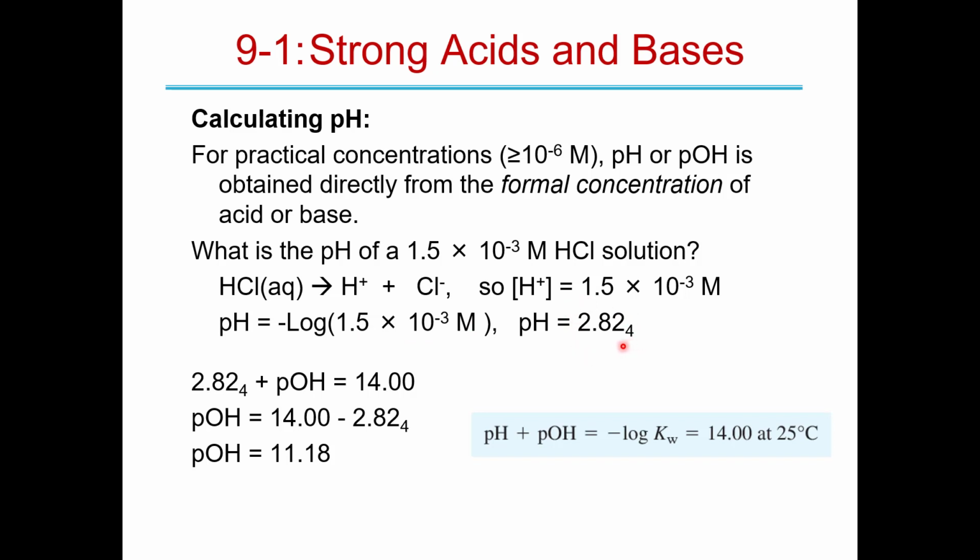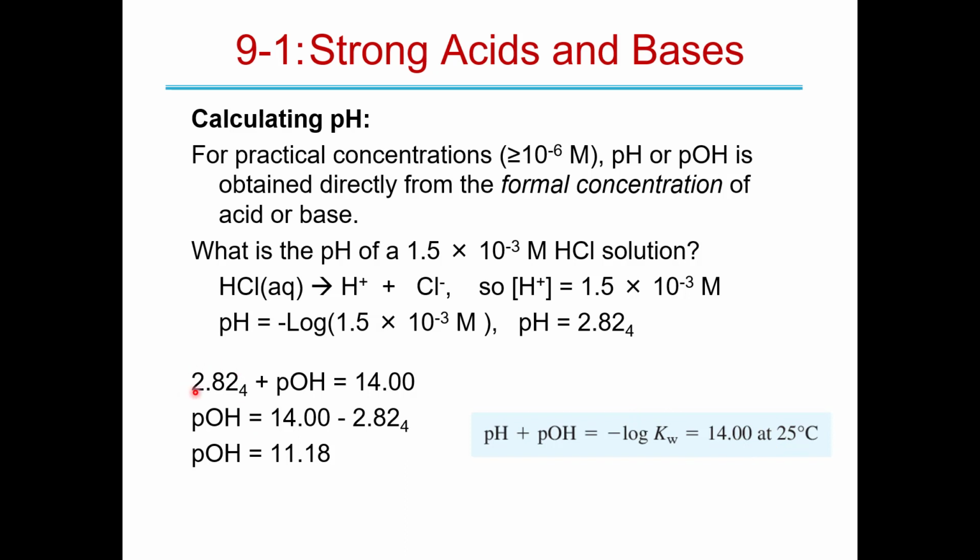What if we wanted to find pOH? Well, for that we can use this helpful equation that's down here in the blue box. This tells us that pH plus pOH is equal to the negative log of Kw. Sometimes we will call this pKw. And at 25 degrees Celsius, that happens to equal 14.